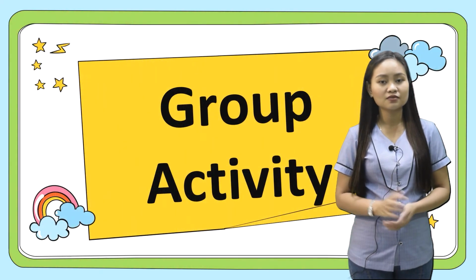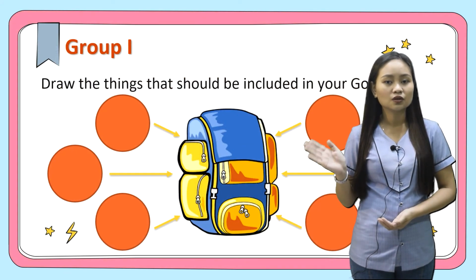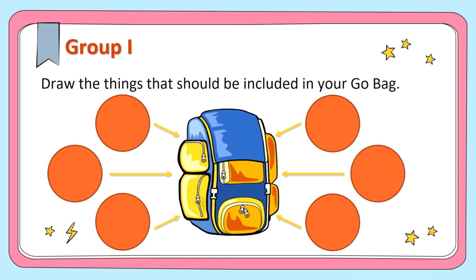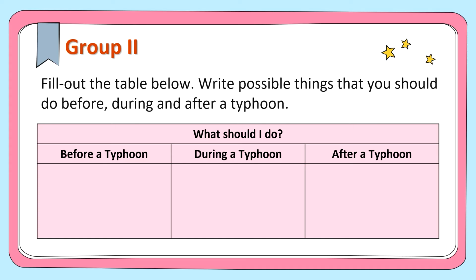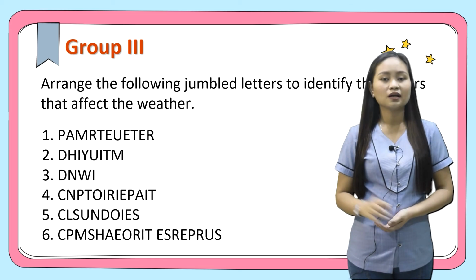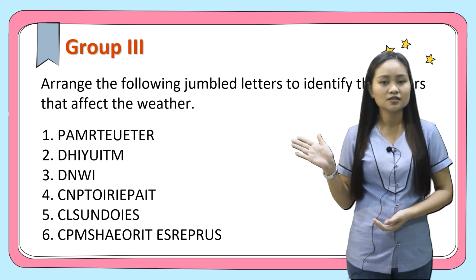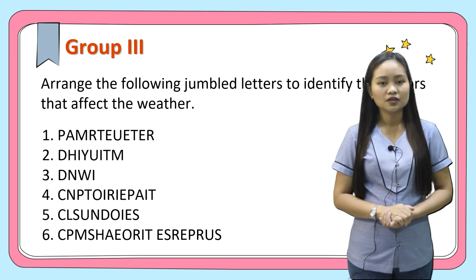This time, we will have a group activity. For group 1, you will draw the things that should be included in your go bag. For group 2, you will fill out this table by writing the possible things that you should do before, during, and after a typhoon. For group 3, you will arrange the following jumbled letters to identify the factors that affect the weather. I will give you 5 minutes to complete this activity.